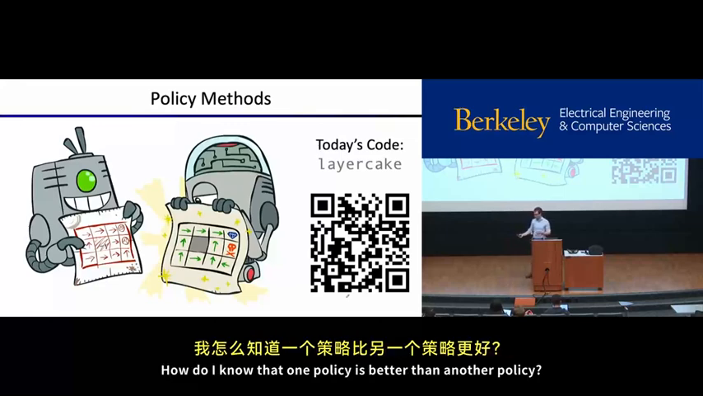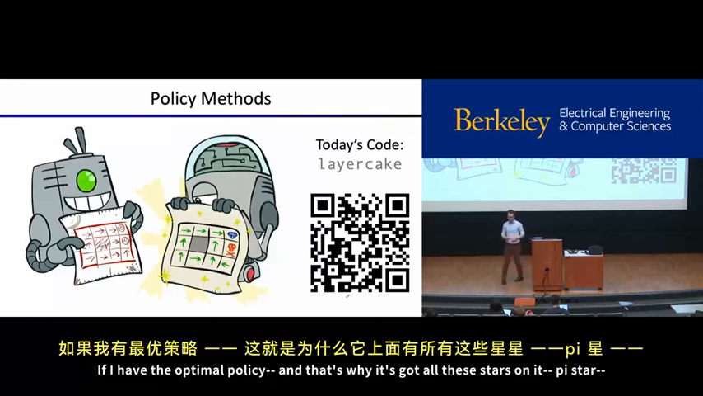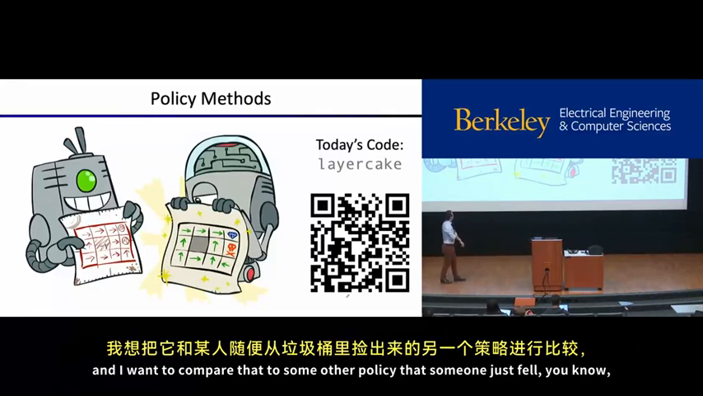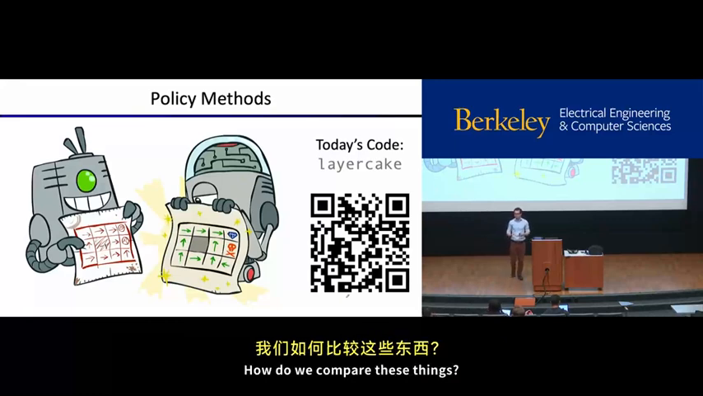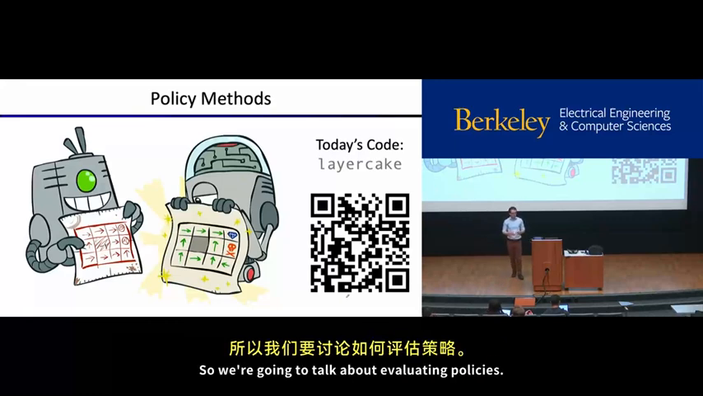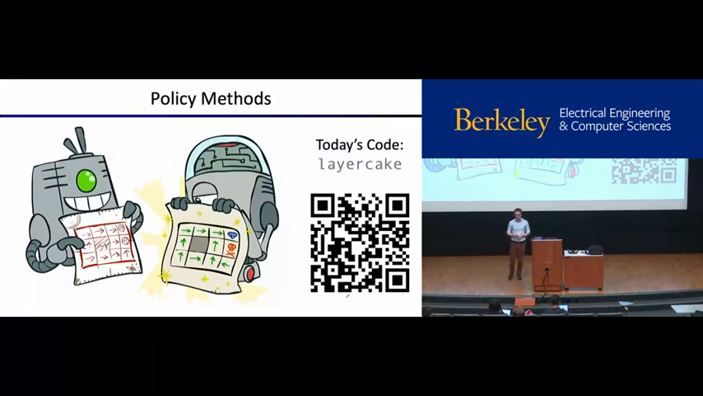How do I know that one policy is better than another policy? If I have the optimal policy, and that's why it's got all these stars on it, pi star, and I want to compare that to some other policy that someone just fished out of a trash can, is that second policy as good as the first policy? And how do we know? How do we compare these things? So we're going to talk about evaluating policies.